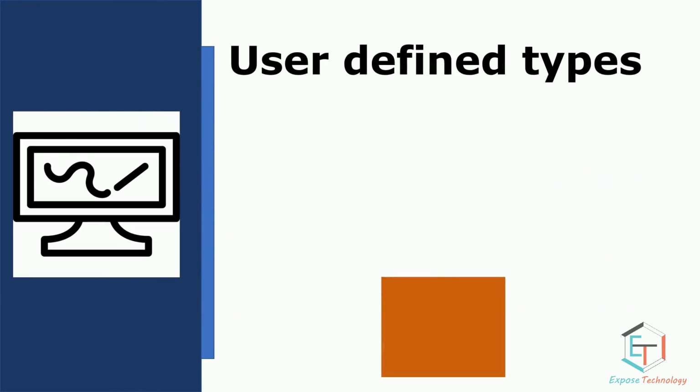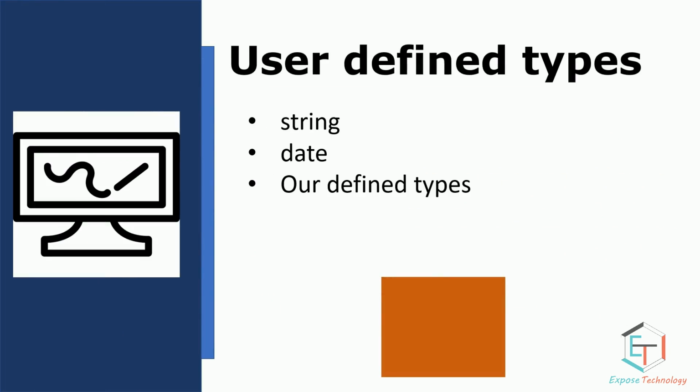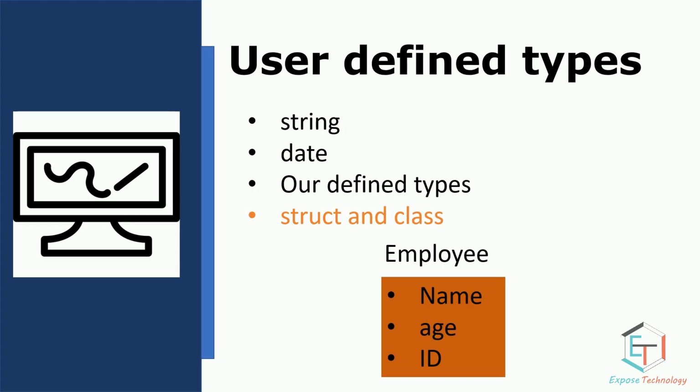There are some user-defined types like string and dates. We can create our own user-defined types by using the struct or class keyword. In the real world, we deal with objects which have different properties, like an employee. It has a name, age, and ID. So we cannot store 3 values in a single data type, so we have to create our own data type. C++ provides the functionality to create our own data type to work with. We'll discuss user-defined types in more detail in the upcoming videos.